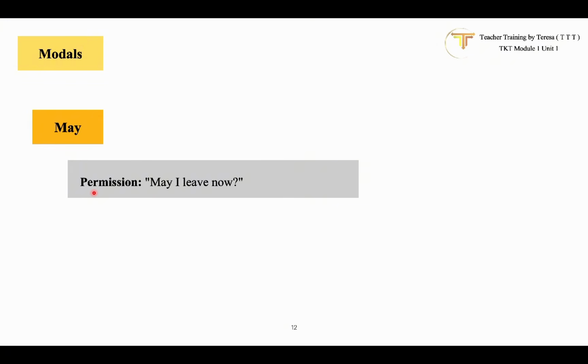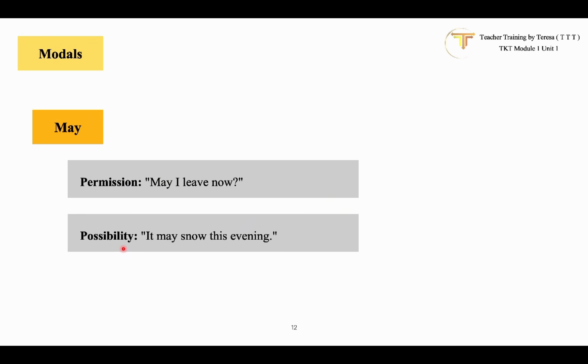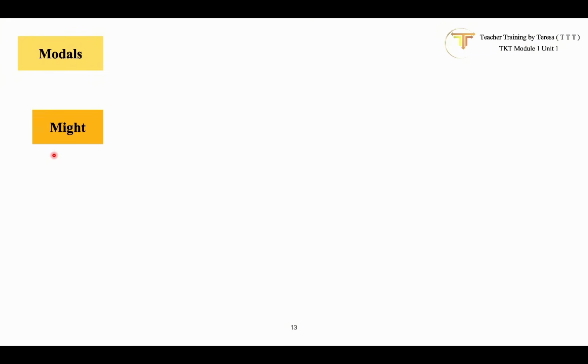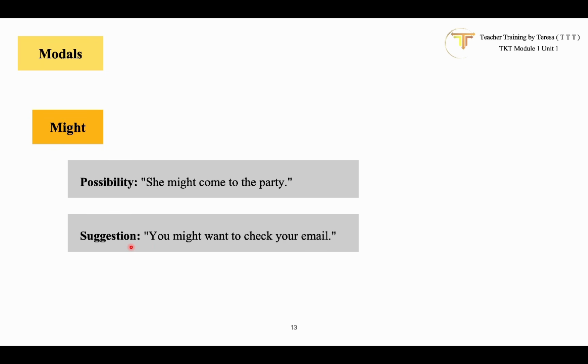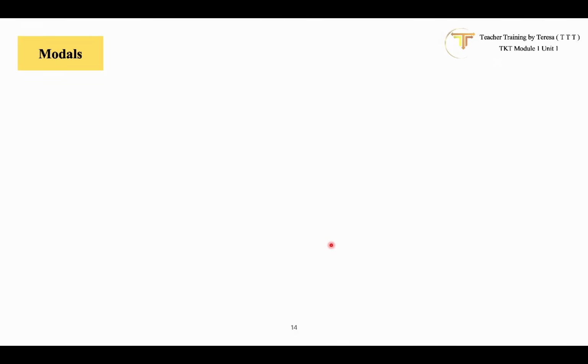May. Permission, may I leave now? Possibility, it may snow this evening. Might. Possibility, she might come to the party. Suggestion, you might want to check your email.